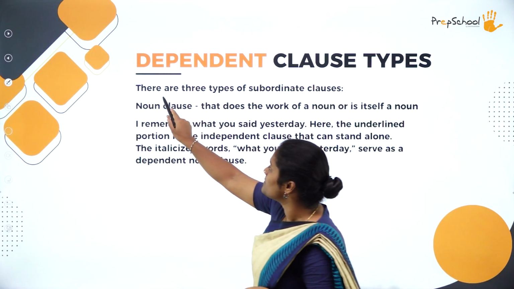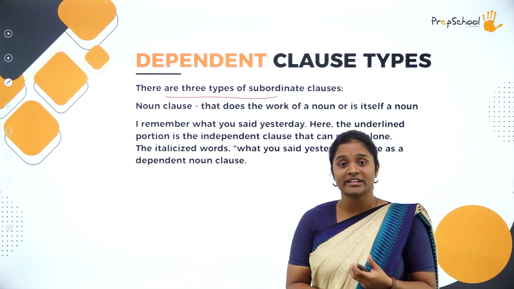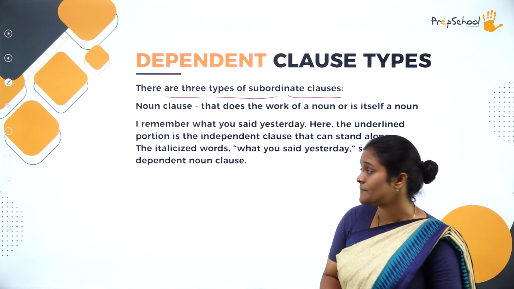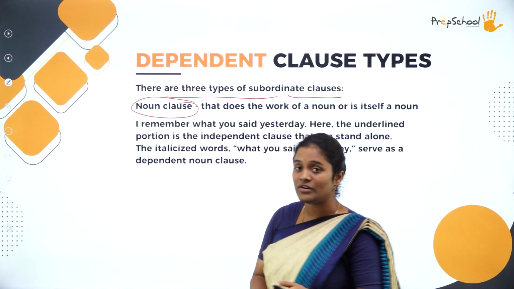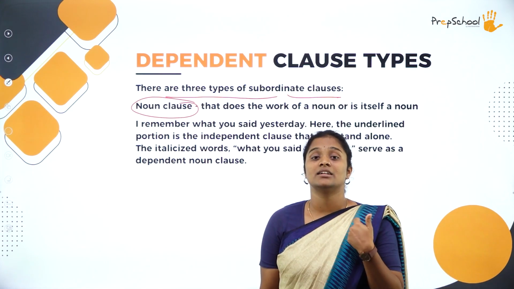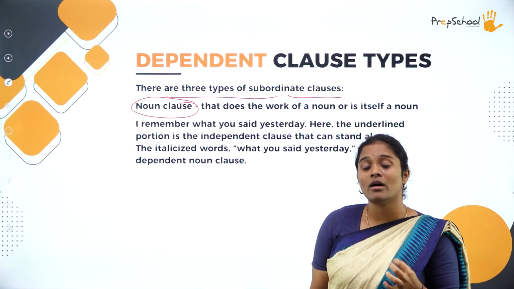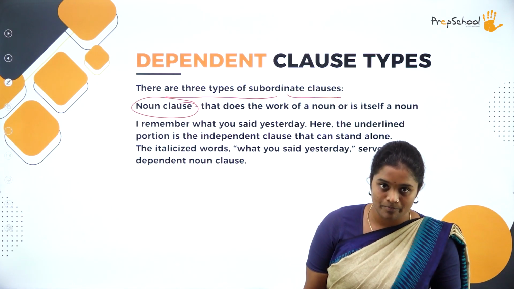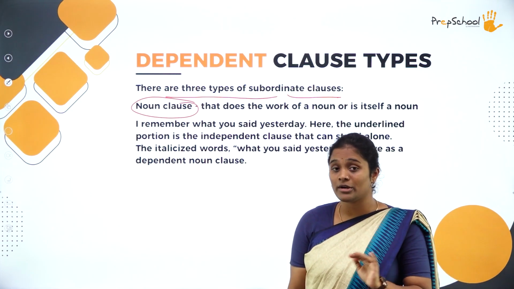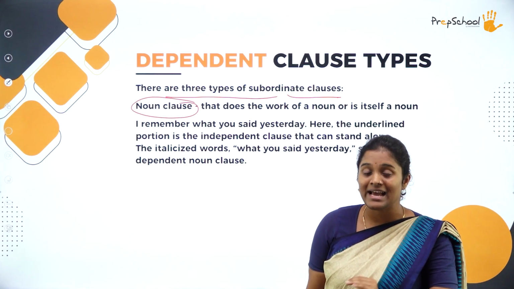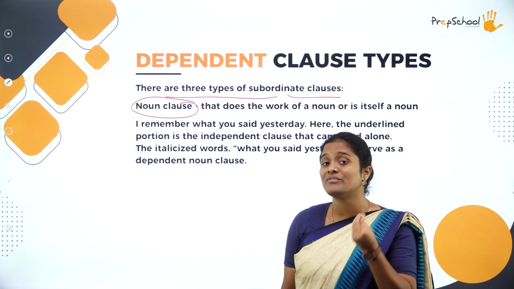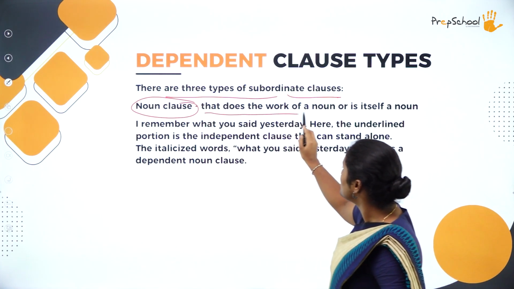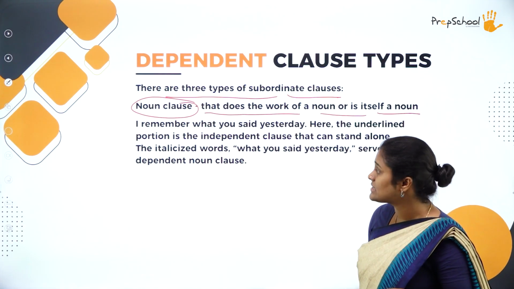Moving forward, there are three types. Now, the dependent clause, also called the subordinate clause, has three types. What are the three types? There is the noun clause, the first one, the adjective clause, and the adverbial clause. Based on the role that they play in a sentence, they have been divided into three types. If a dependent clause, we are not talking about an independent clause, if a dependent clause acts as a noun or takes the role of a noun in a sentence, then it is called a noun clause. That does the work of a noun or in itself is a noun.